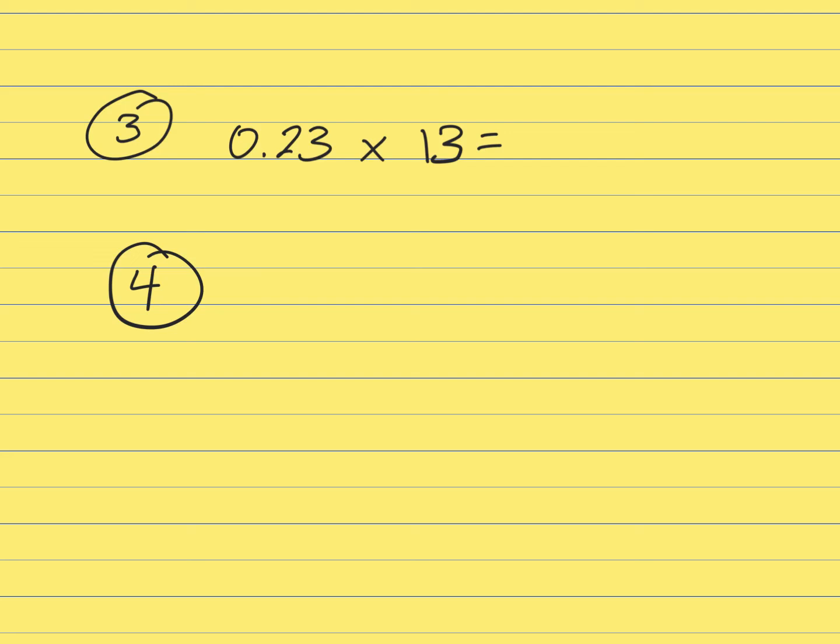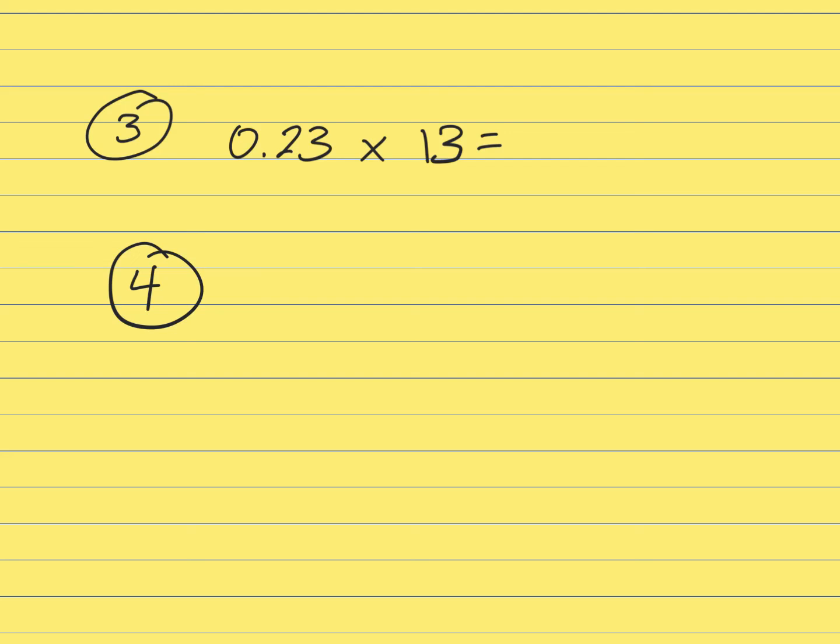Okay, so number 3 is a word problem, and it talks about a snake measures 0.23 meters long. During the course of his life, he will grow to be 13 times his current length. So you know how to set that up. So it would be 0.23 13 times, okay? And then write your answer with a unit. Okay, that's number 3.